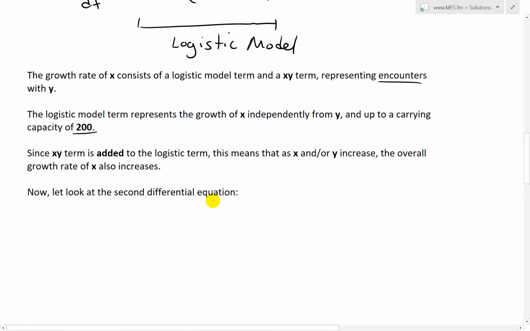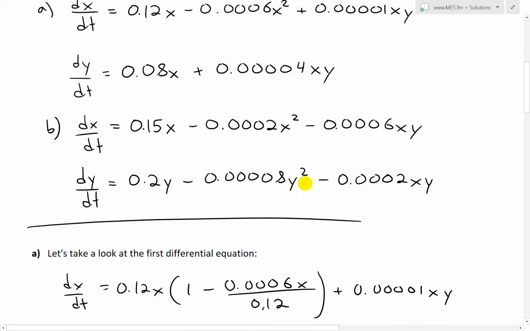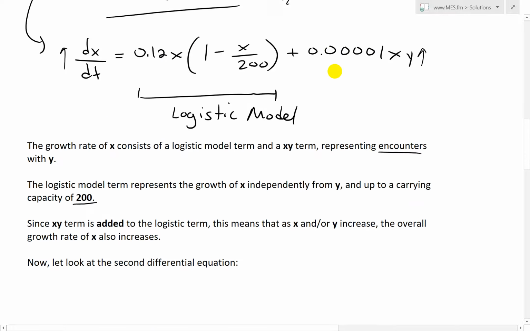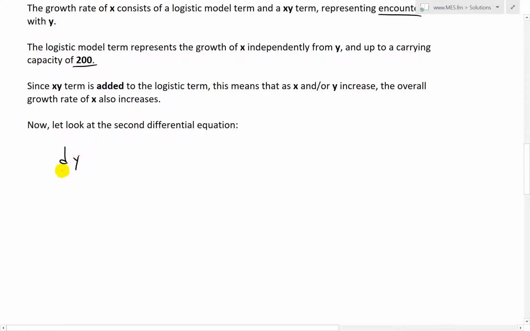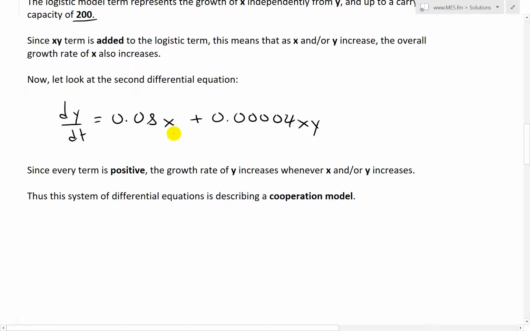So let's look at the second differential equation. The second one up here is dy over dt equals 0.08x plus 0.00004xy. Now in this one, notice that every term is positive. Since every term is positive, the growth rate of y increases whenever x and or y increase. So when x or xy increases, then dy over dt increases.